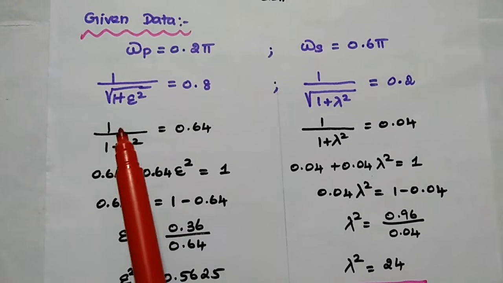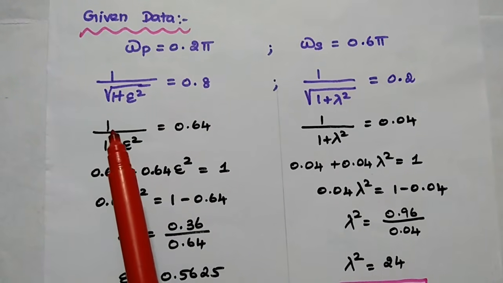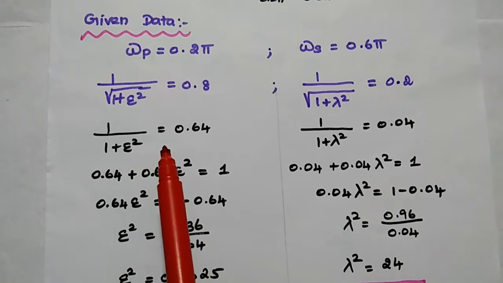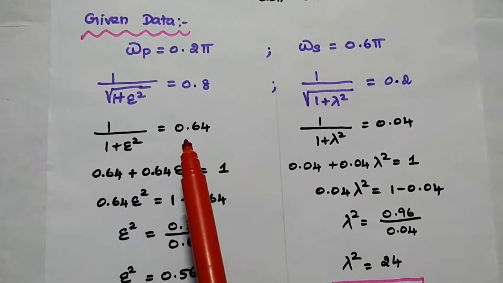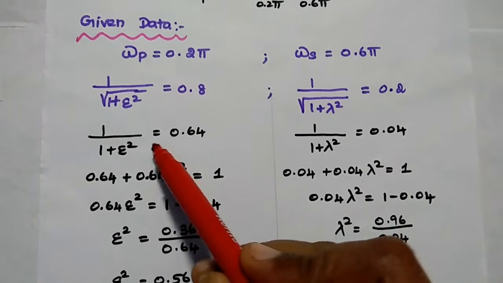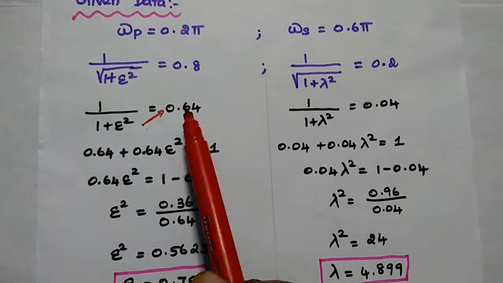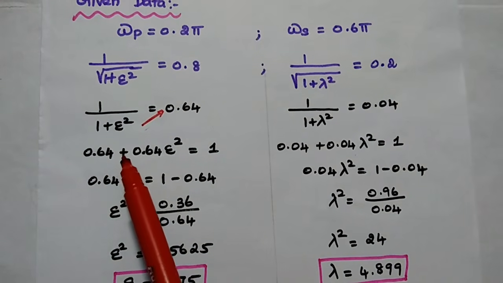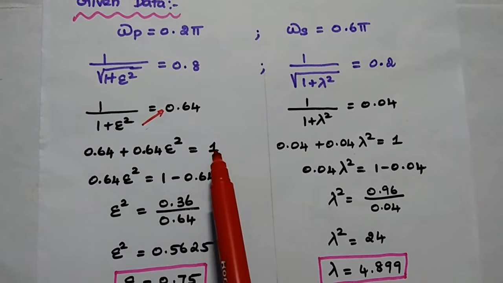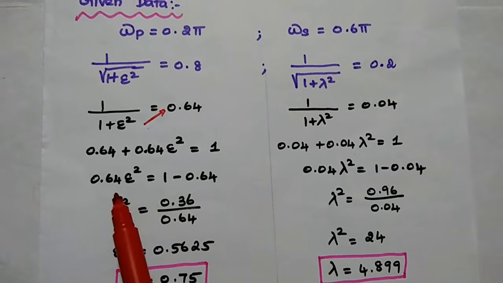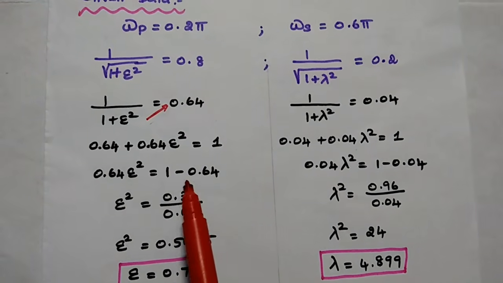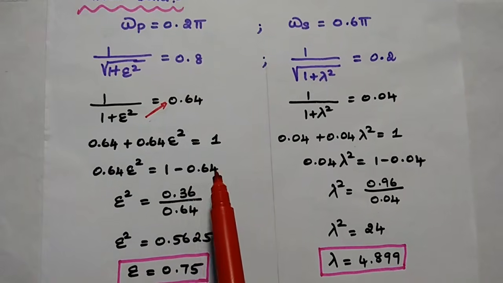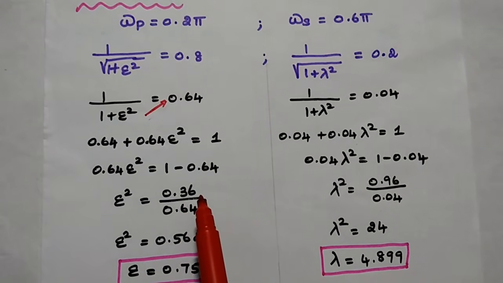We have to square on both the sides, then this term becomes 1 divided by 1 plus epsilon squared is equal to 0.64. That is 0.8 squared is nothing but 0.64. Then we can cross multiply this value. 0.64 into 1 is 0.64 plus 0.64 into epsilon squared is equal to 1. And then move this 0.64 to this right hand side. So then we can get 1 minus 0.64 is nothing but 0.36.